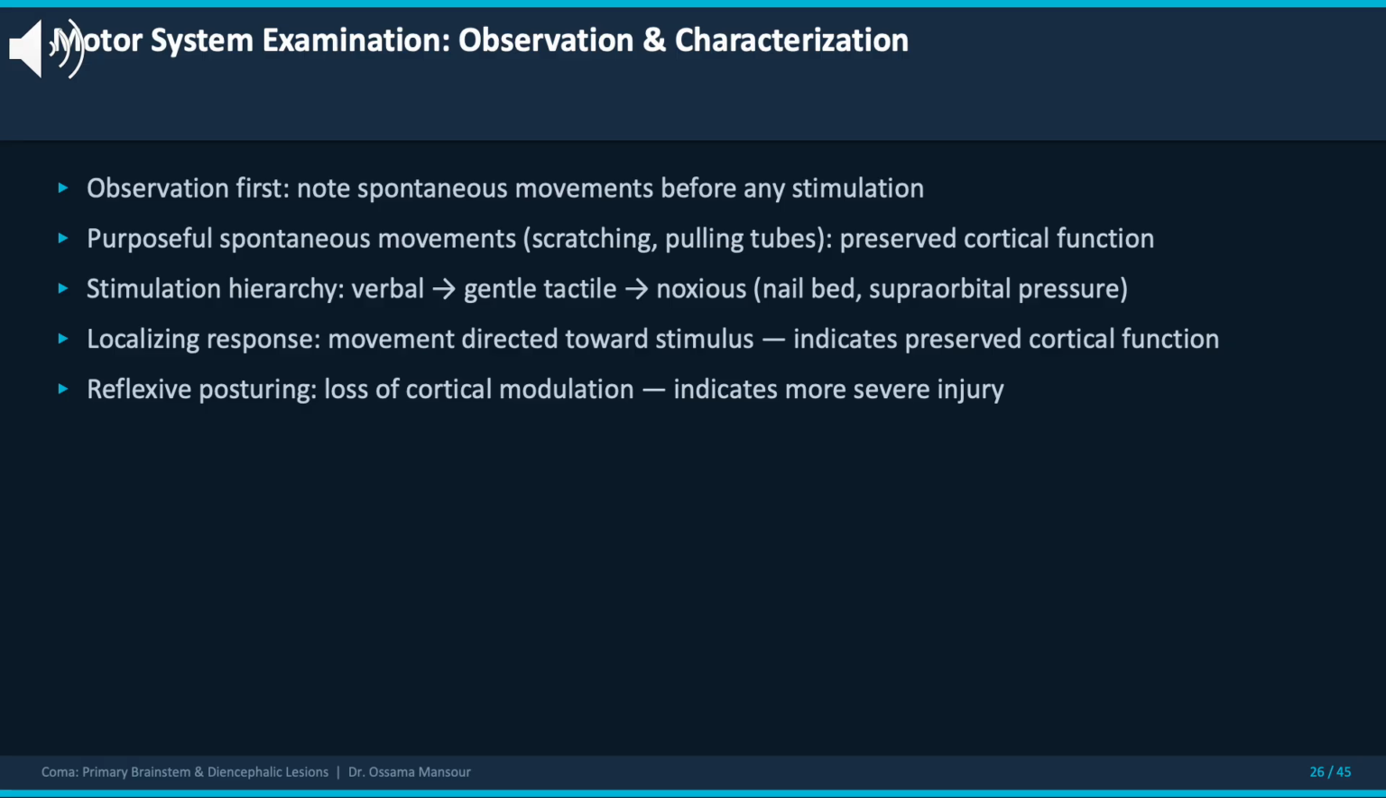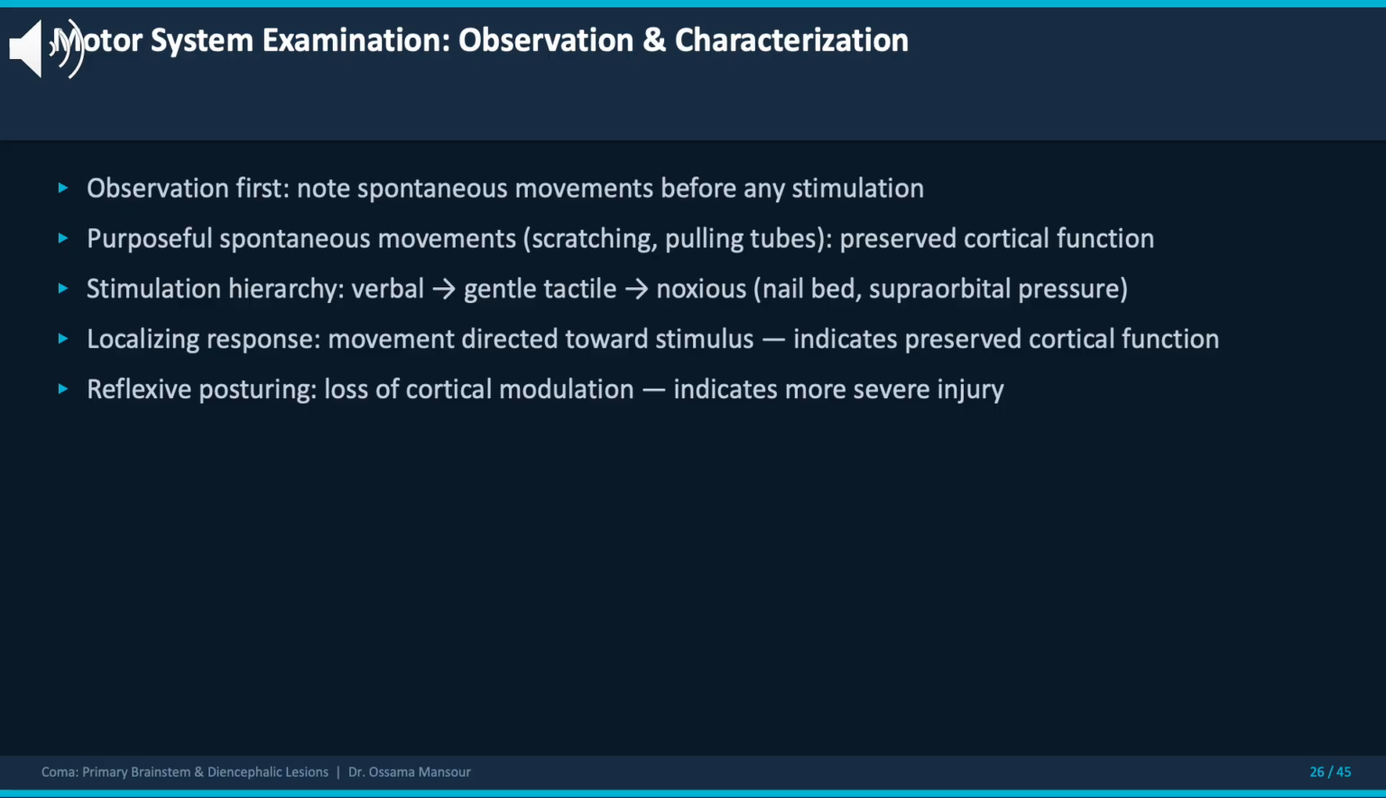The motor system examination in the comatose patient provides essential information about the level and severity of neurologic injury. Observation is absolutely key to the initial assessment before any stimulation is applied. The first step is carefully noting any spontaneous movements at rest and thoughtfully deciding whether these movements are purposeful or not. Spontaneous purposeful movements, such as reaching up to scratch the face, adjusting position, or pulling at tubes or lines, indicate at least some preserved cortical function and consciousness, suggesting the patient may not be truly comatose.